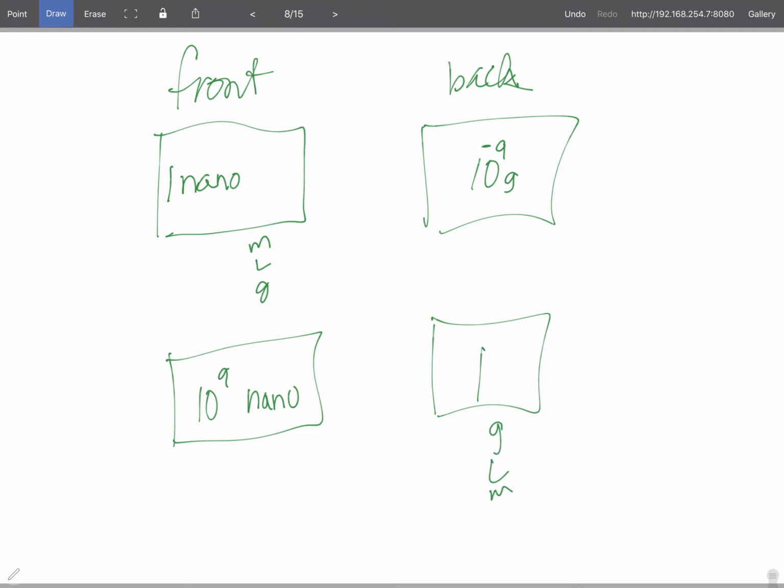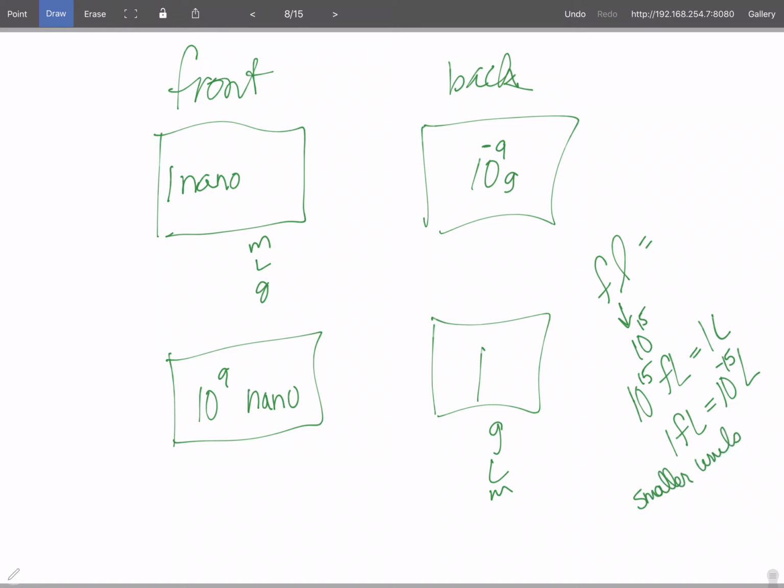And again, you just have to know. So, for example, a femtoliter, the unit on that is 15. So 10 to the 15th femtoliters is equal to 1 liter, or 1 femtoliter is equal to 10 to the minus 15th liters. Notice that the smaller unit gets the larger number.